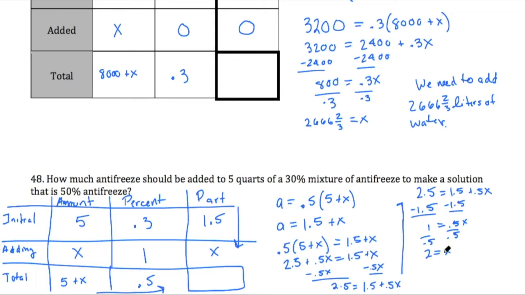So that means we need to add 2 quarts of pure antifreeze to our mixture to make it 50% antifreeze. I'm going to have a little bit of a tough time fitting a full sentence here, but I'm just going to write 2 quarts of antifreeze.